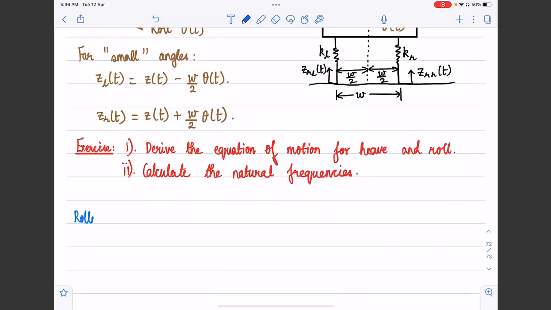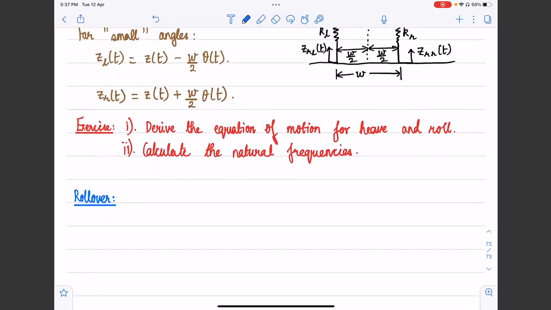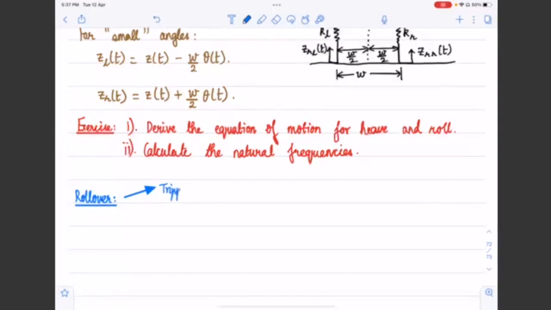All right. So let us now look at rollover. So rollover is when one of the wheels loses contact with the ground, and the vehicle essentially flips. There is a risk of the vehicle flipping over, right? So we can broadly have two types of rollover. One is what is called a trip rollover.